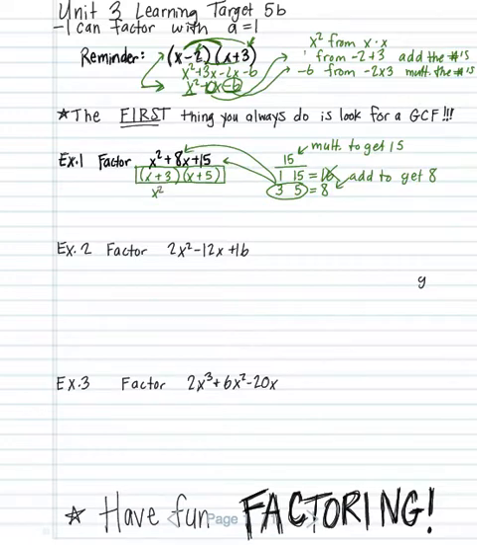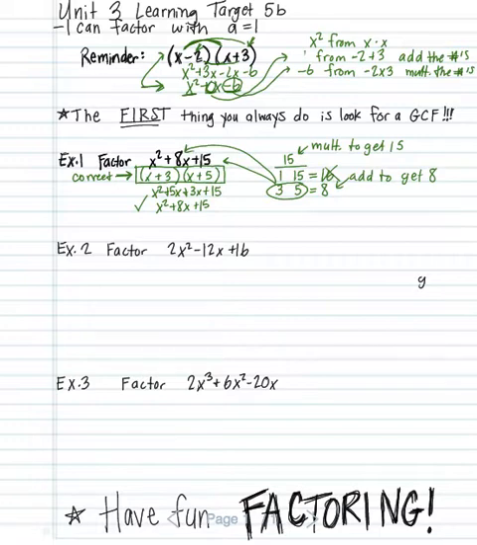Let's take a little bit of a pause and go back and look at the learning target. It says factor with a equals 1. Well, what does that mean? A equals 1 because a is what we call your first, that leading coefficient. So the number in the very front is 1. Then our second term, the coefficient we call b, and in this case our b value is 8. The third term, which is just our constant, is c, and our c value is 15.